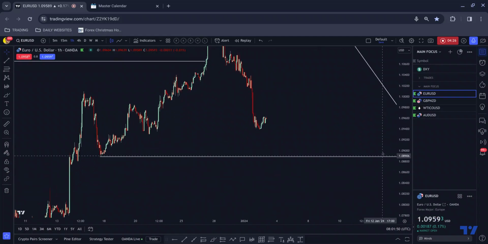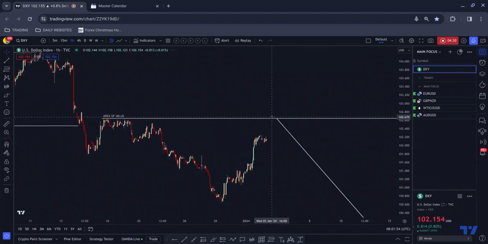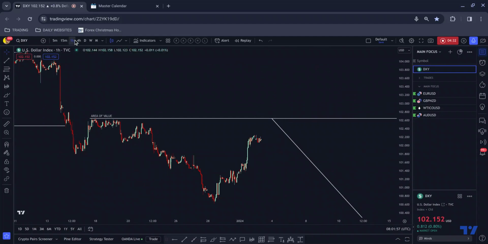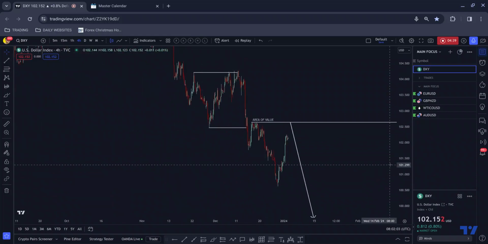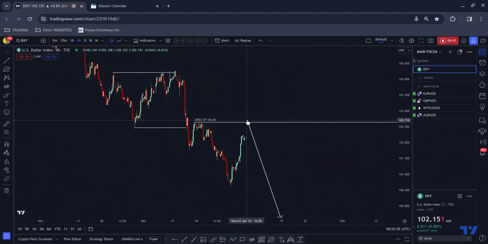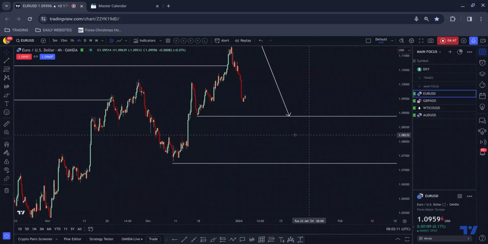So this may only be a short-term move because if we look at the DXY, the DXY may tap into this area of value. This is the dollar index. Okay, we may be pushing up to here before we then sell off. Okay, I'm not going to break down the whole picture. So if the DXY moves up to here, then it's likely that euro dollar is selling off. Where is it selling off to?